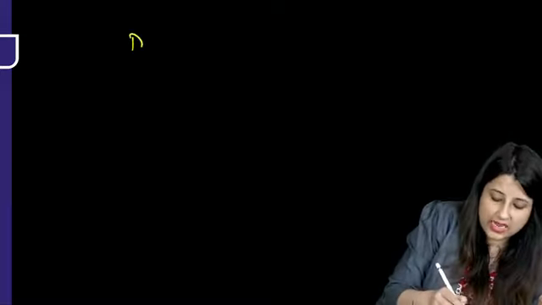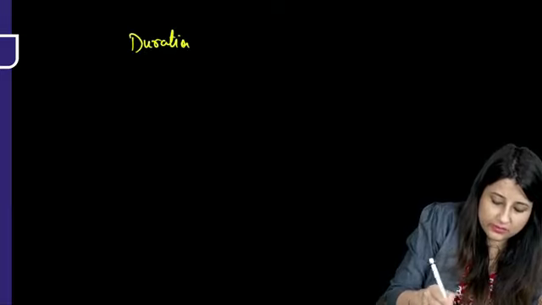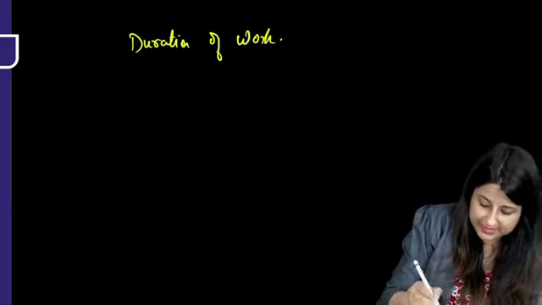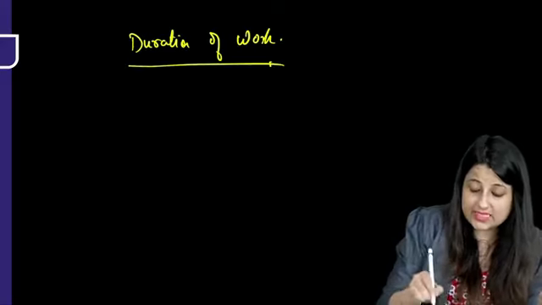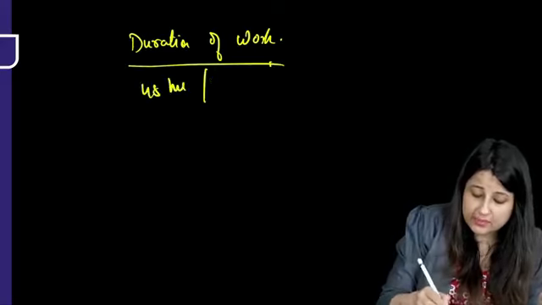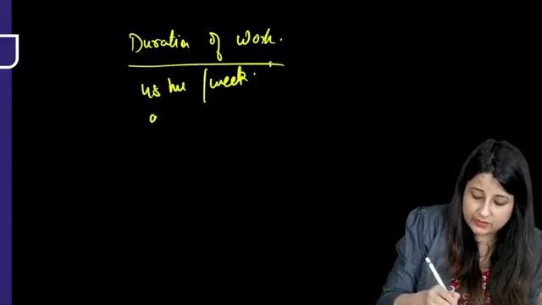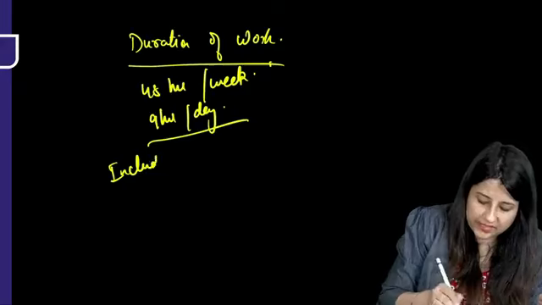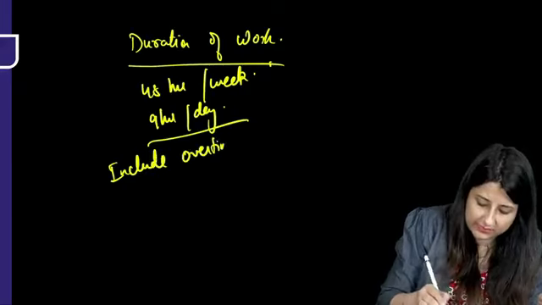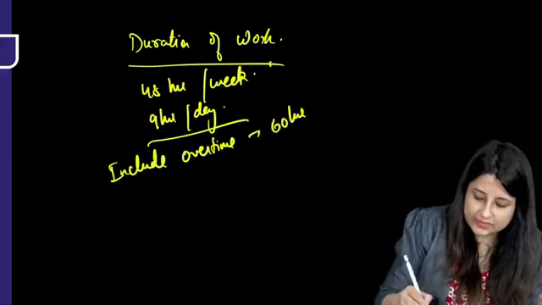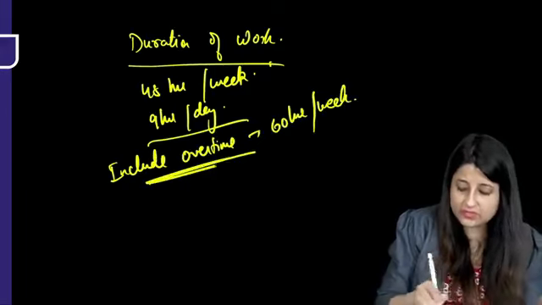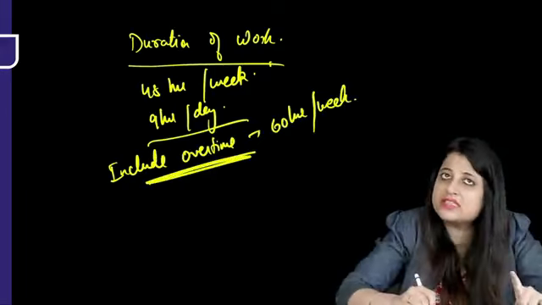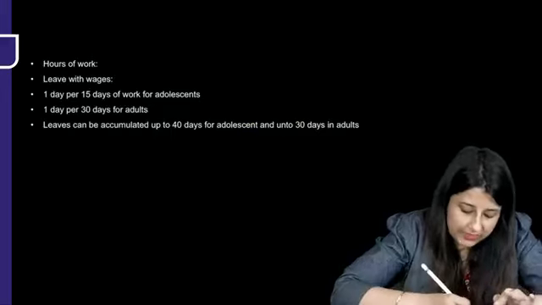All right, and then please remember there is one more thing over here, that we have duration of work or hours of work. When you talk about duration of work according to the Factories Act, you need to remember this, that it is 48 hours per week, or you can say 9 hours per day. But if we include overtime, guys, then it is 60 hours per week. So be very careful with the question. If it mentions overtime, it is 60 hours per week. Okay, so hours of week has been discussed.